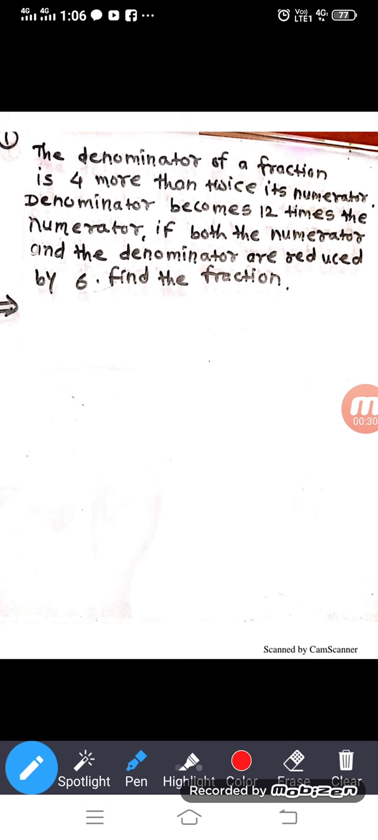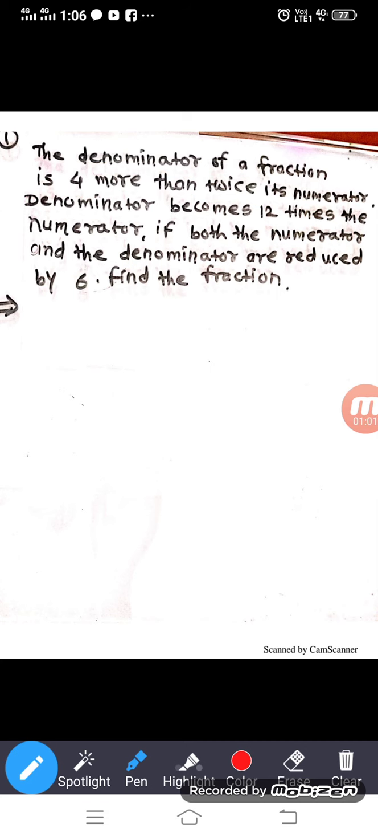The denominator of a fraction is 4 more than twice its numerator. This is the first part of the problem. The denominator means छेद and numerator means अंश. The denominator of a fraction is 4 more than twice its numerator. म्हणजे अपूर्णांकाचा छेद हा अंशाच्या दुप्पटीपेक्षा 4 ने जास्त आहे.